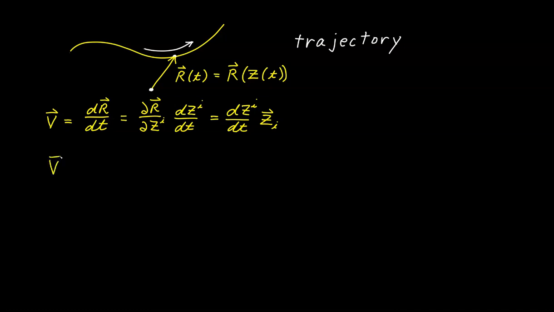We have v, which is equal to some contravariant vector component vi times our basis vector zi, where the scalar factor vi is defined as the time derivative of our coordinate. dzi/dt is the definition for the contravariant vector component of the velocity vector, and that lets us use this form as a linear combination for the velocity.